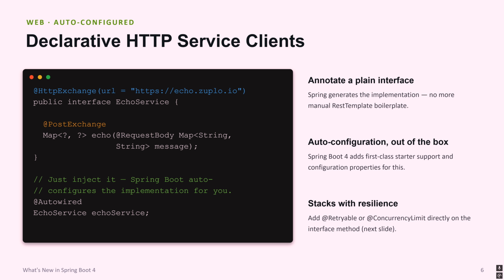For example, here in the echo service, you see this one is annotated with HttpExchange and PostExchange, and the echo method will be implemented dynamically. You just have to inject the echo service. And it can also work with retry and concurrency limit. So those things are natively supported in Spring version 4.